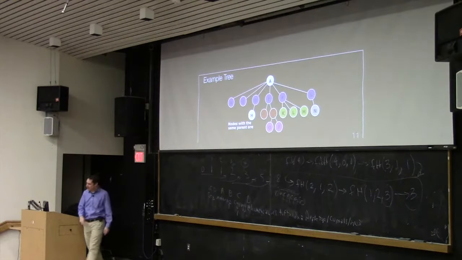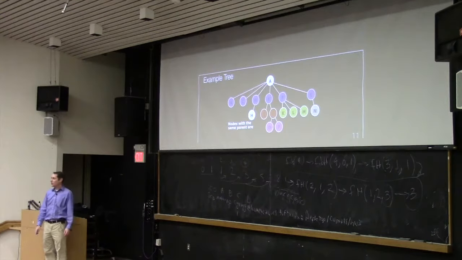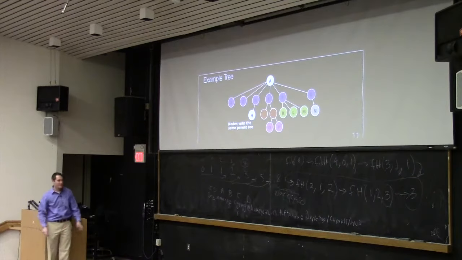Nodes with the same parent are called what? Siblings, just like the family tree way, right? It says siblings in dark red that you can't read. Nodes with the same parent are siblings, because they have the same parent, just like if you have siblings, you have the same parent.